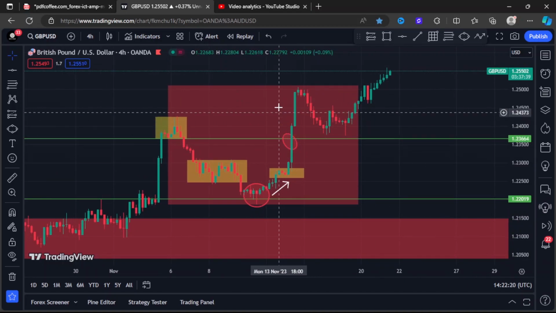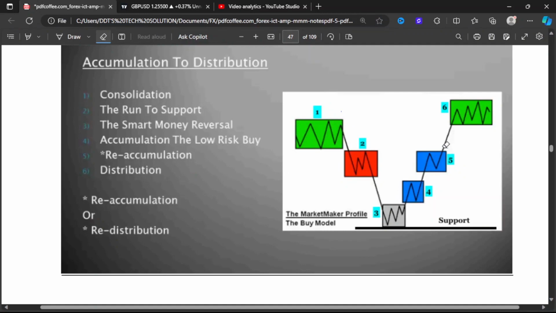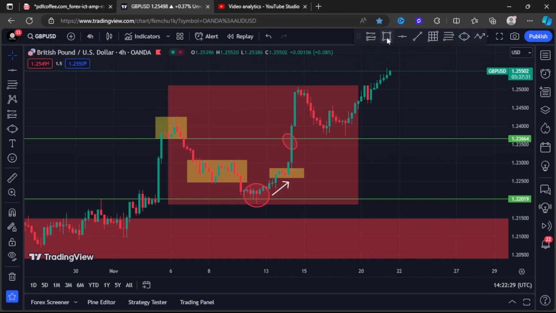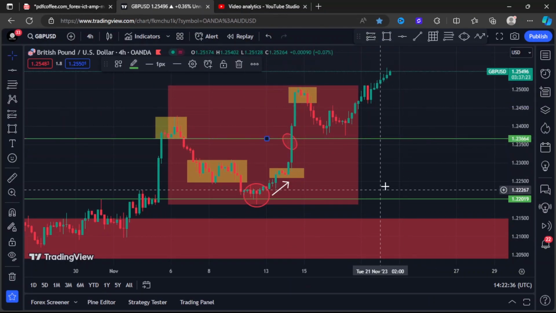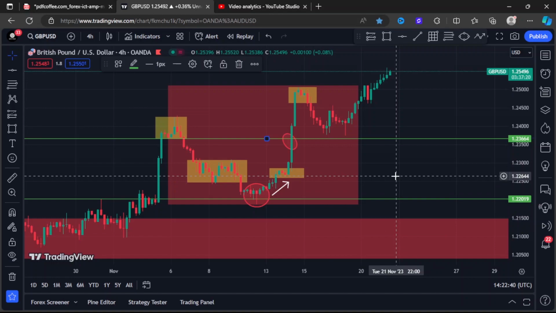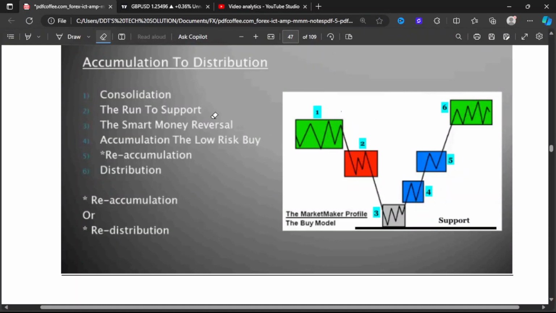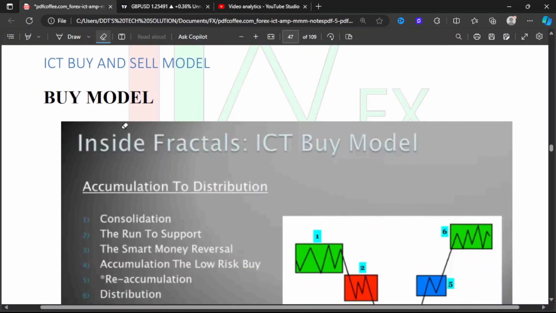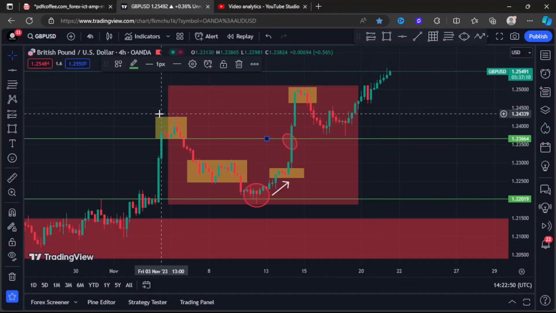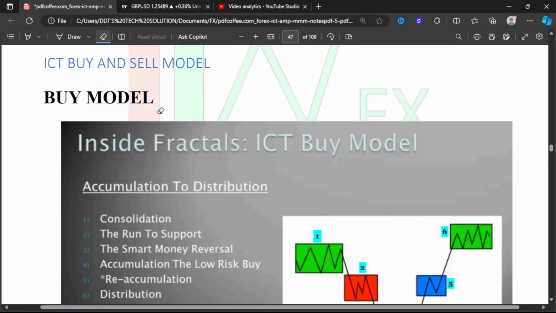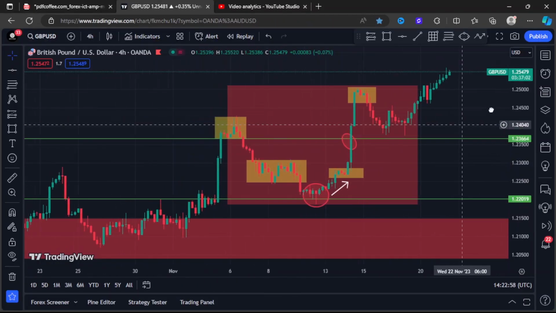So as you can see, price broke above this, and then it gave us our number six, which is the distribution. So we had our distribution here. This is how the buy side model works, the inside fractal ICT buy model. And for the sell model, it's just the opposite of this, just vice versa. So this thing works perfectly.